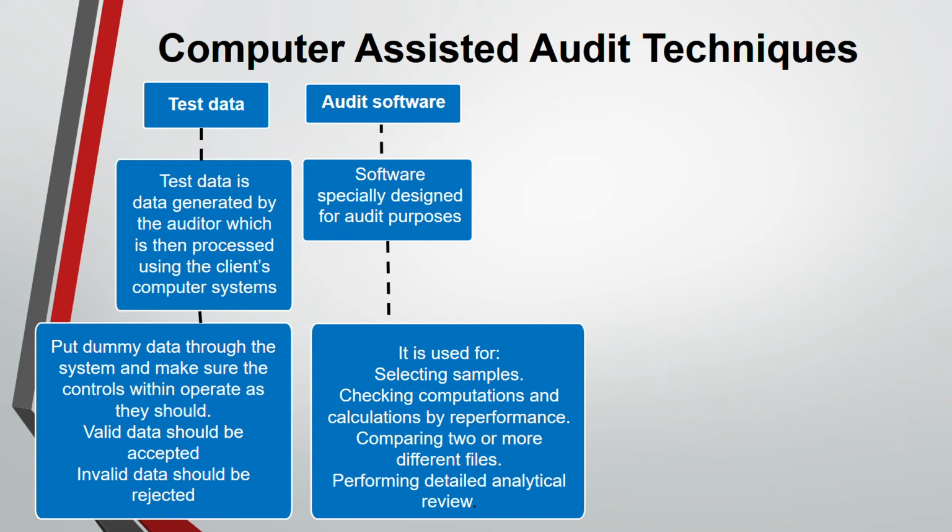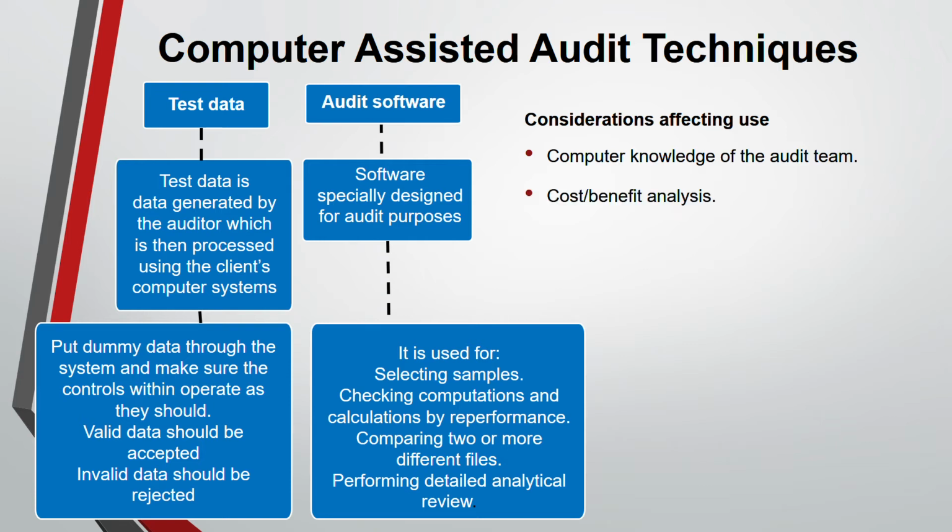Okay, now considerations affecting use. When you are using these computer assisted audit techniques, you have to give consideration to these areas. Number one, the audit team should have the knowledge of the computer. Number two, cost benefit analysis. This is costly, not everyone can afford it, so you have to check whether it is more beneficial than cost or the cost is more than benefit. Time available, do you have the time? Because CAAT, that is a short form of computer assisted audit techniques, takes a long time to set up.